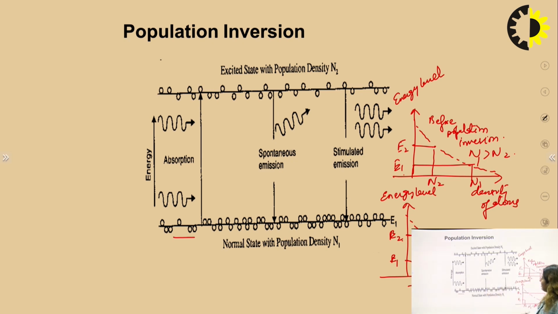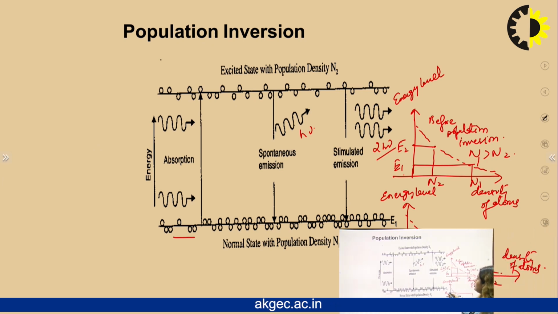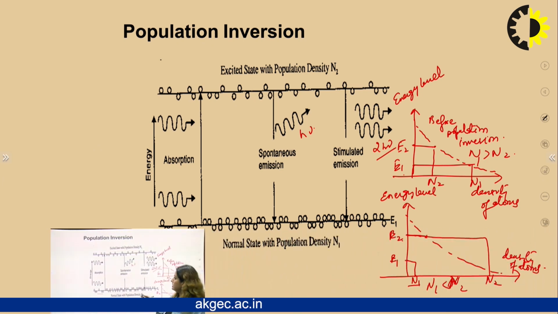So with this diagram, we have only shown what absorption is, how the absorption will occur, and then spontaneous and stimulated emission. Obviously, there is one photon released in the case of spontaneous emission, but in the case of stimulated emission, there will be two photons released. So this is the normal state with population density N1, and the excited state with population density N2. We can see these three phenomena occurring simultaneously.